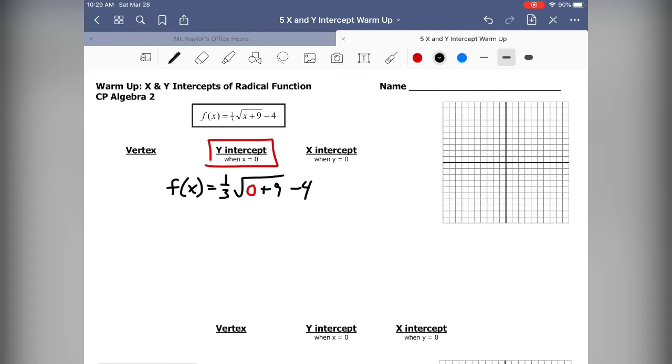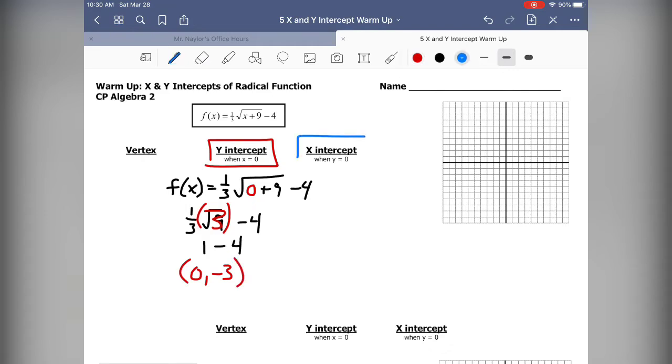The nice thing is, of course, when you plug in 0, that usually things cancel out or the math is easy to do. In this case, 0 plus 9 is just 9, and now we're going to try to take the square root of 9. Well, the square root of 9 is really just 3, and so quickly we're going to find 1/3 of 3, which is 1, and after we subtract 4, we get ourselves our y-intercept. We get -3. So that was pretty easy.